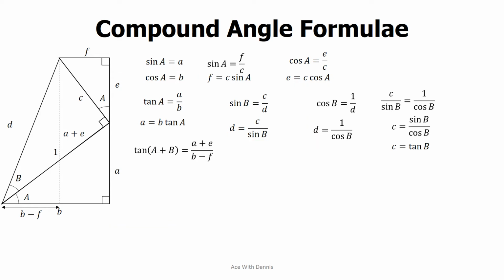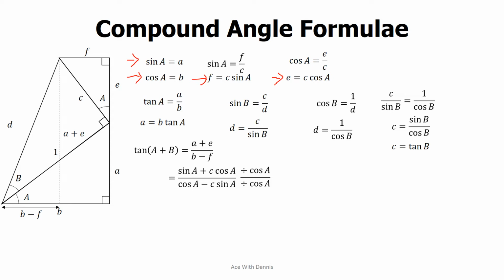How about tangent? Now let's look at tangent. Tangent A plus B equals A plus E over B minus F. So again substitute. A is sine A. E is C cosine A. And B is cosine A, so we look at B is cosine A here. After that, F is C sine A, which is this equation, right?